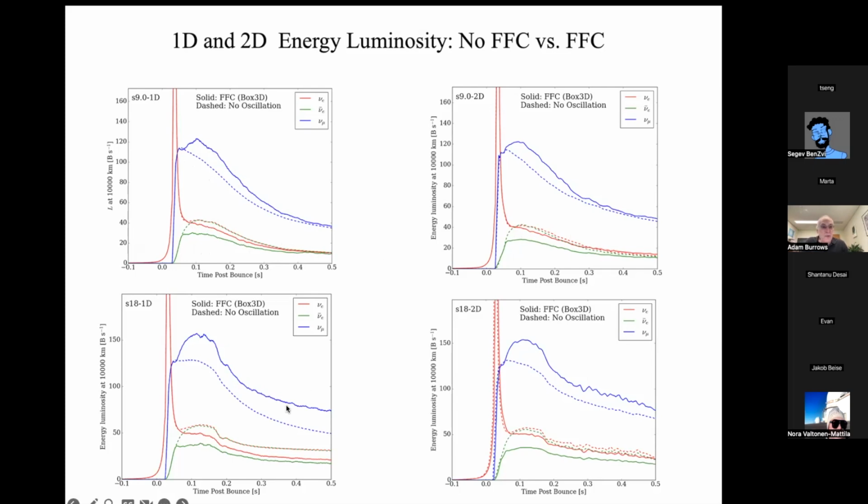You can see this for another model, the 18, and these differences are starting to be interesting, a couple of tens of percent. For the electron types and the anti-electron types, there are some interesting differences. Here solid is with the oscillations and dashed is without the oscillations, and the sum of these things is appropriate. So we're conserving total lepton number in these calculations. That's part of the scheme. And so when the mu's go up, the anti-electron types and electron types go down.